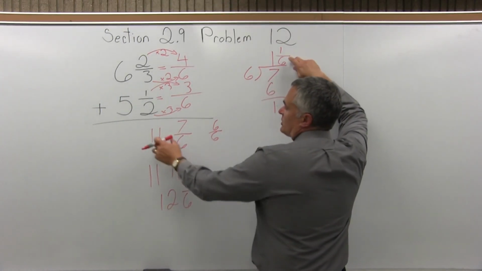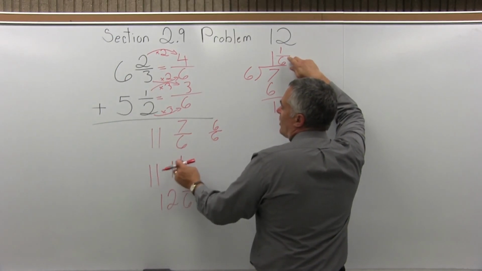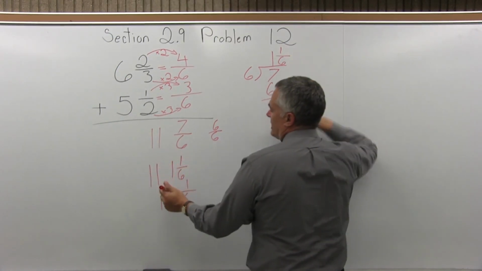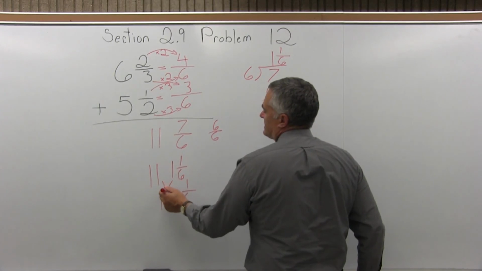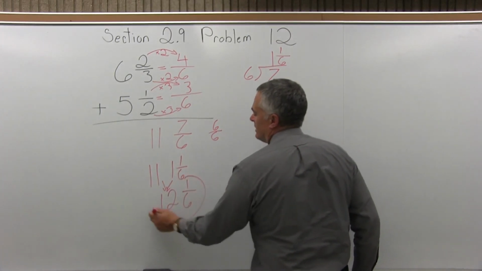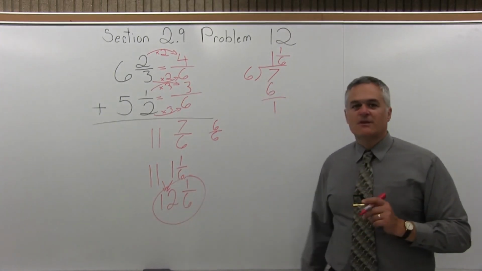So the whole number is 11 plus another 1 1/6. So I put the whole numbers together, 11 and 1 more, there's the 12, and I keep the fraction. So 12 and 1/6 is the final answer.